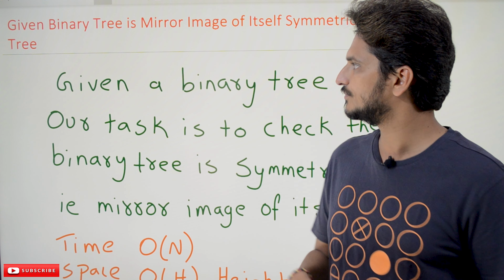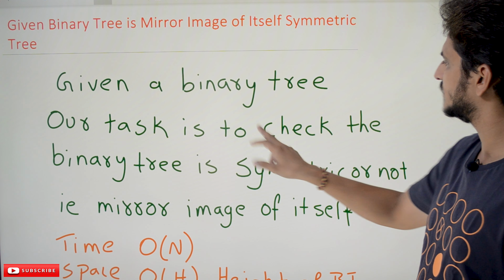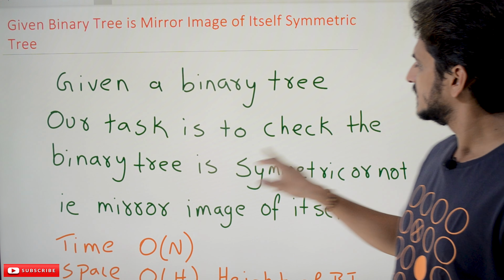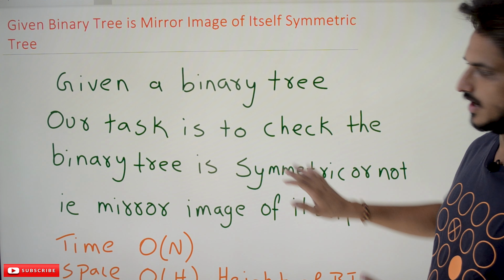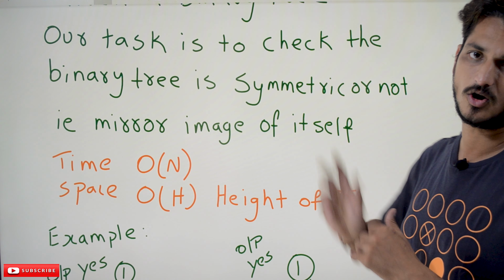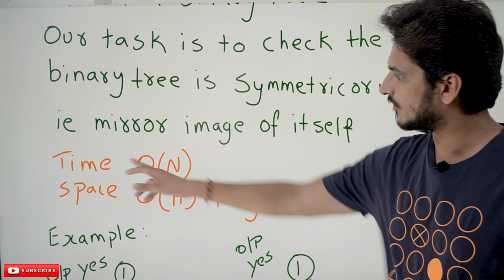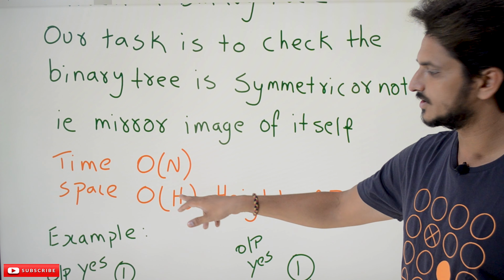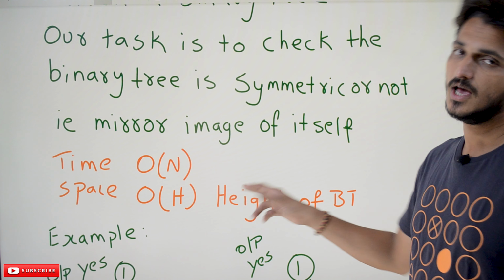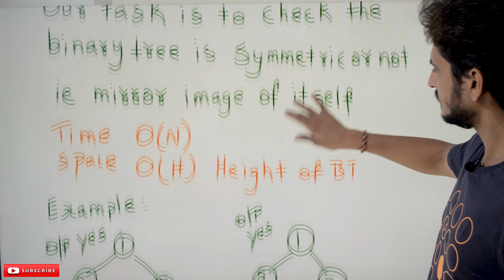Coming to today's example, given a binary tree, our task is to check whether the binary tree is symmetrical or not. In other words, you can call it a mirror image of itself or not. You have to solve this example in a time complexity of order of n and a space complexity of order of h. H means the height of the binary tree. So how to do that?